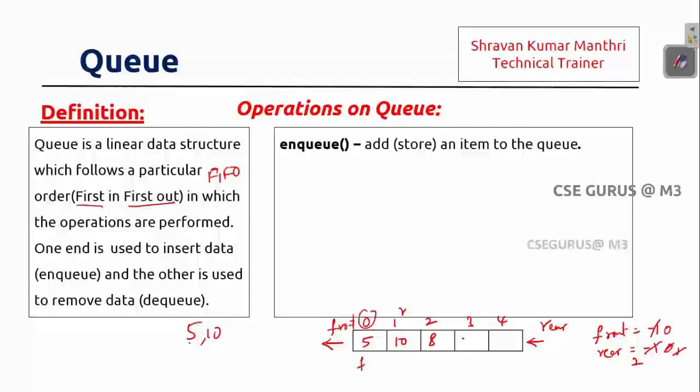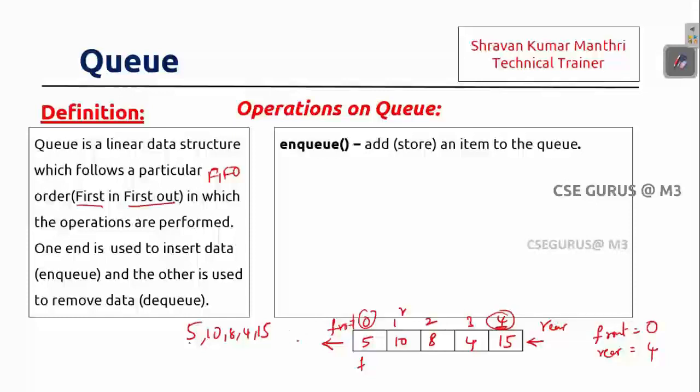If you insert one more element, 4, rear will be updated like this. So this is what you can have. And suppose I insert one more element, so 5, 10, 8, 4 and 15. Let us suppose 15 is inserted here and rear is 4. Now in this situation, if I ask you what the front and rear values are, you can say that front is at the 0th position and rear is at the 4th position.